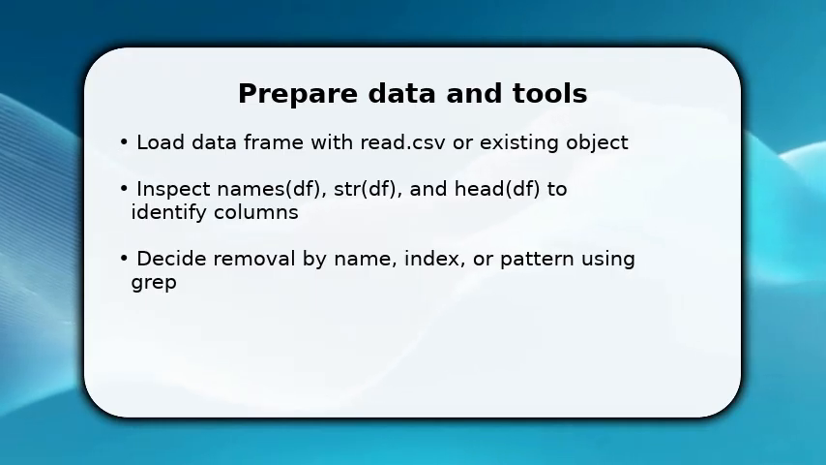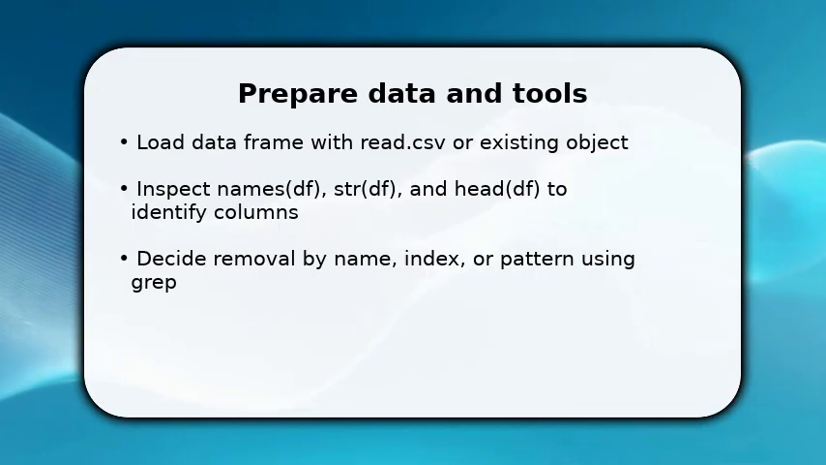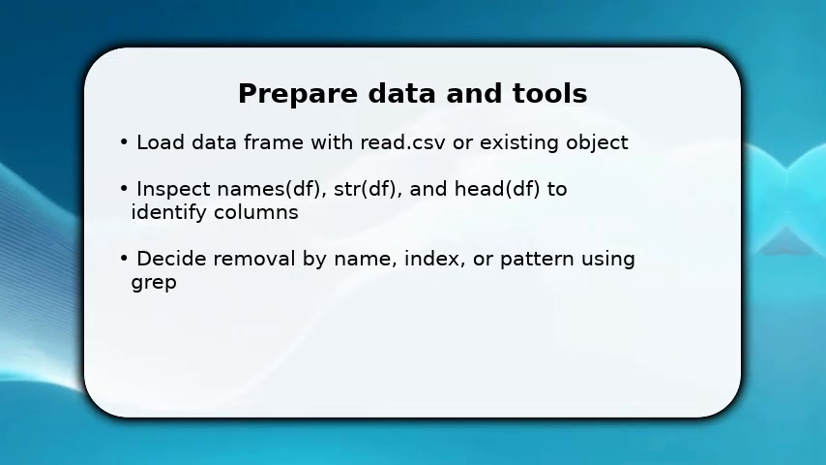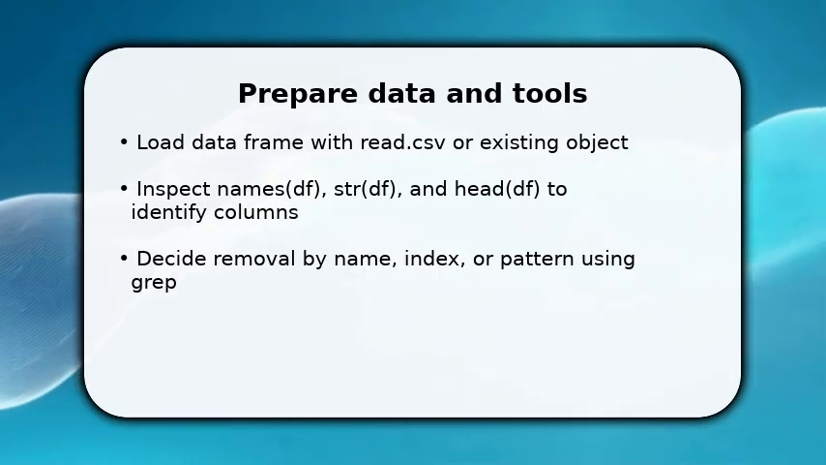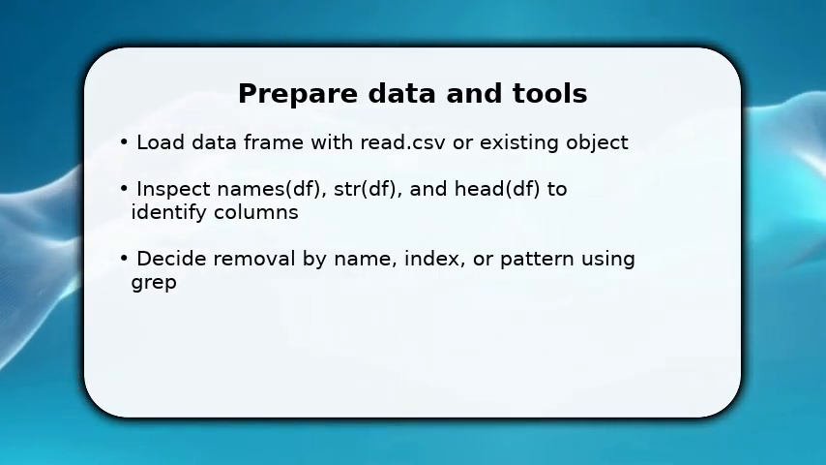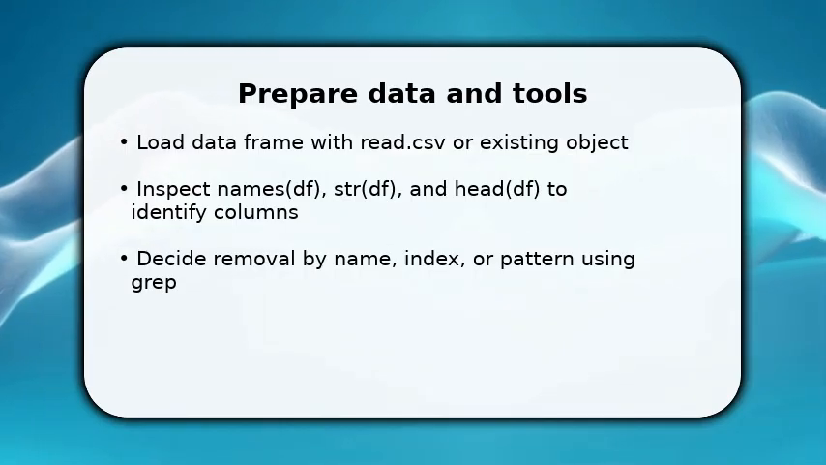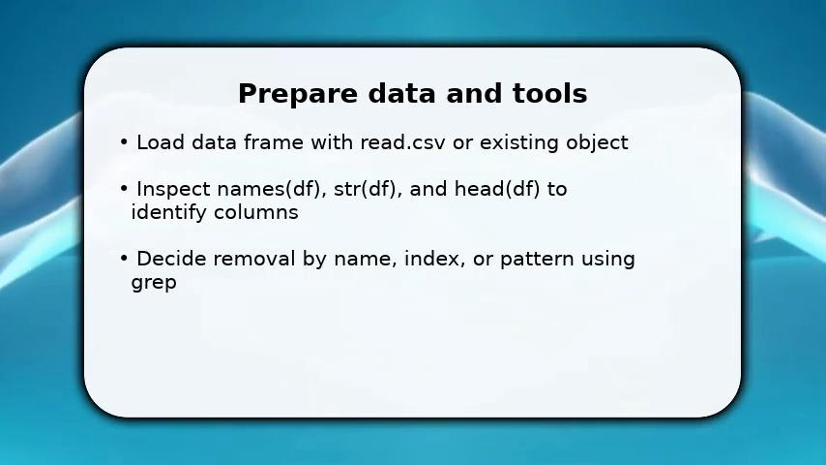You have a data frame ready. Start by inspecting it. Use names(df) and str(df) to spot columns to remove, because understanding types prevents accidental loss. Once identified, choose your method: by exact name when clear, by numeric index for position, or by pattern matching with grep for groups. Make sure to keep a copy, df_original <- df, so you can revert. This early caution saves time and avoids reloading large files later.